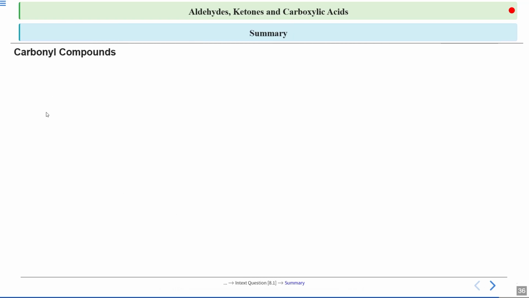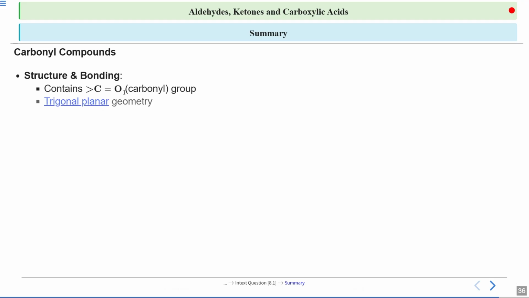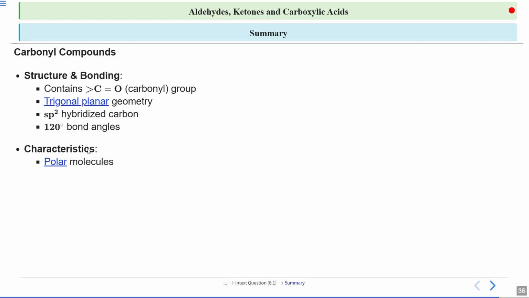And last we will talk about the structure and bonding of carbonyl compounds. It contains a C double bond O, which is the carbonyl group. The geometry is trigonal planar, okay, and the bond angle is 120 degrees, and it is an sp2 hybridized carbon which is there. If I talk about the characteristics, then it is a polar molecule, okay? It has a significant dipole moment. The carbon is an electrophilic carbon, and the oxygen is a nucleophilic oxygen.